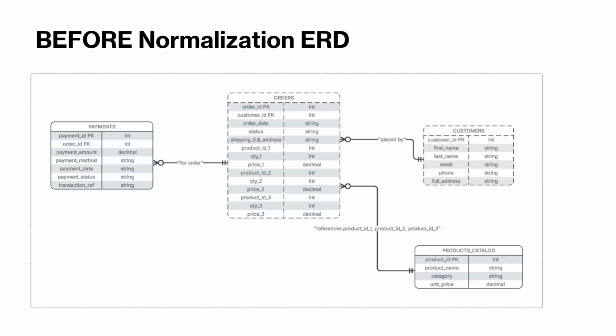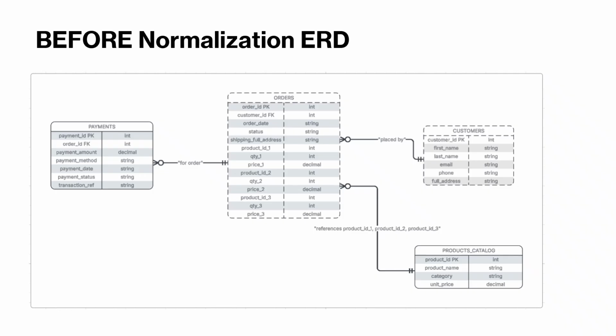This slide shows the ER diagram before normalization. At this stage, the database design is unstructured and inefficient. As you can see, multiple orders store multiple products using repeating columns like product ID 1, product ID 2, and so on. Customer and shipping addresses are stored as single text fields and product information is duplicated inside the orders table. This design violates first normal form and leads to redundancy, update anomalies, and data inconsistency.